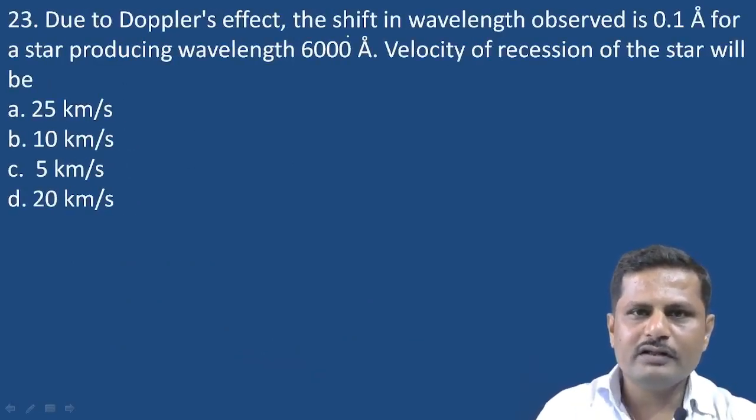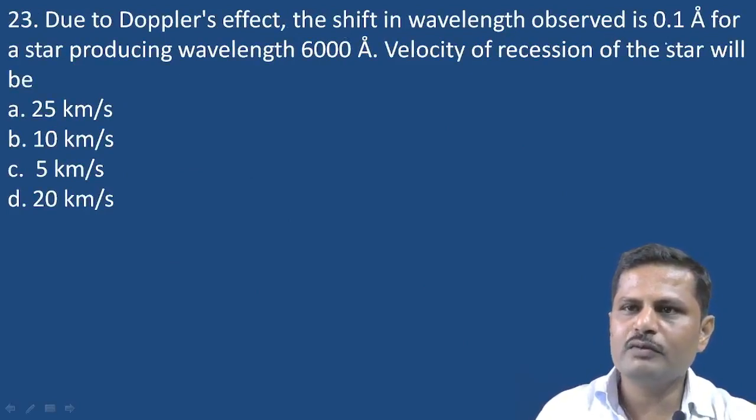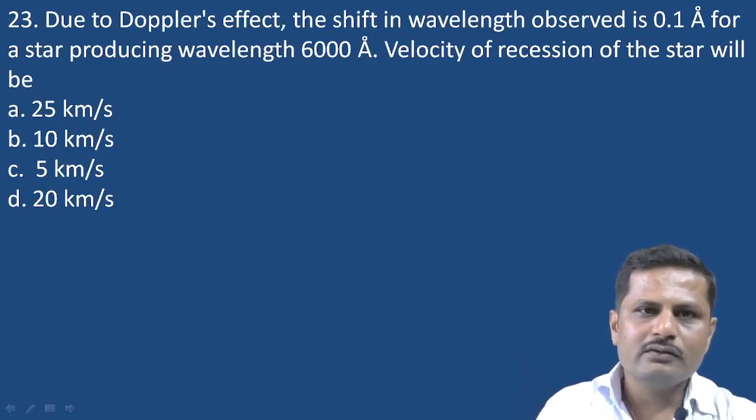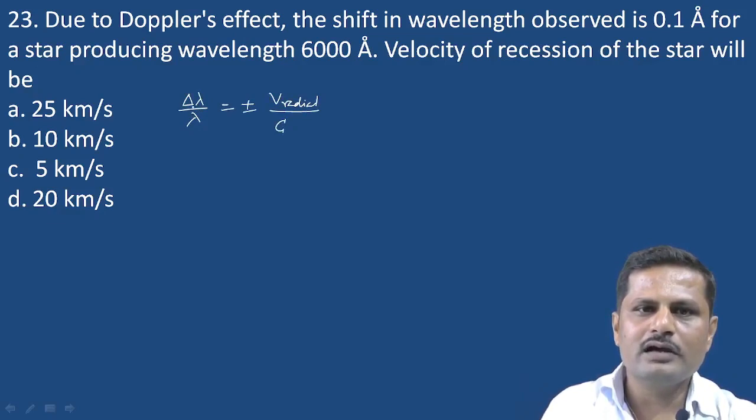Due to the Doppler effect, the shift in wavelength observed is 0.1 angstrom for a star producing wavelength 6000 angstrom. The velocity of recession of the star will be? As we know, the Doppler shift can be expressed in terms of wavelength, that is, delta lambda divided by lambda is equal to plus or minus V radial divided by C. Here delta lambda is the Doppler shift, lambda is the wavelength of the light, V is the velocity of approach or velocity of recession, and C is the speed of light.